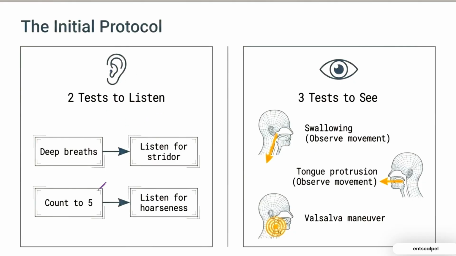So before we touch, we are just listening to the patient's airway. Because observation is crucial data collection, and the neck is, well, it's the primary bottleneck of the body. Literally. The 2 listening tests are having the patient take deep breaths to check for a sound called stridor, and having them count to 5 to check for hoarseness.